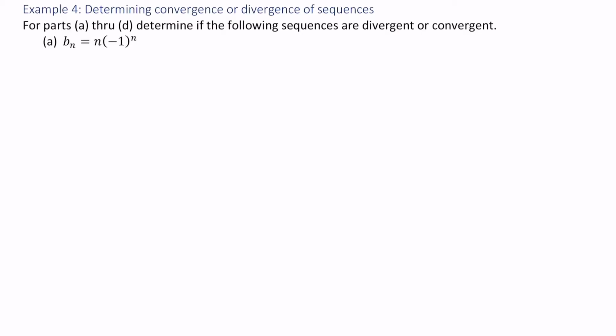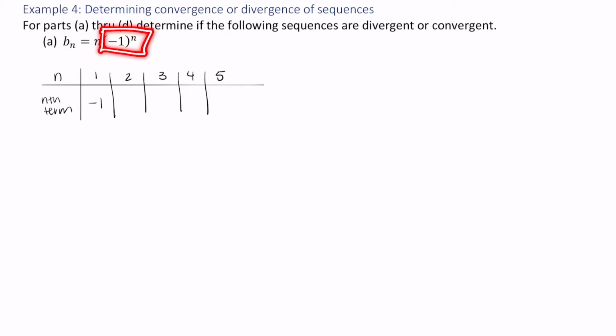So let's look at the first few terms and see what's going on. So I'm going to make this table. I'm going to start with n equals 1, 2, 3, 4, then 5. If n equals 1, we end up with 1 times (-1) to the 1st power. So that's just -1. If n equals 2, this -1 here will be a positive 1 since we end up with (-1) squared. So we just end up with 2.